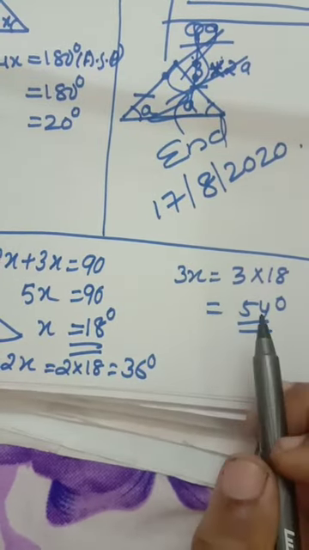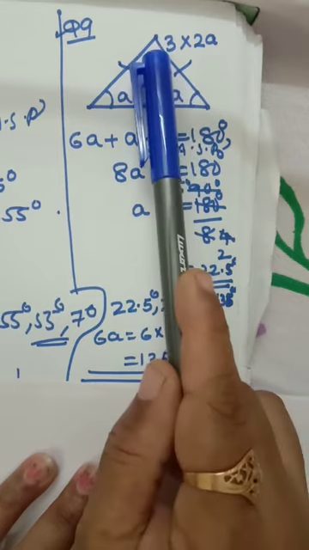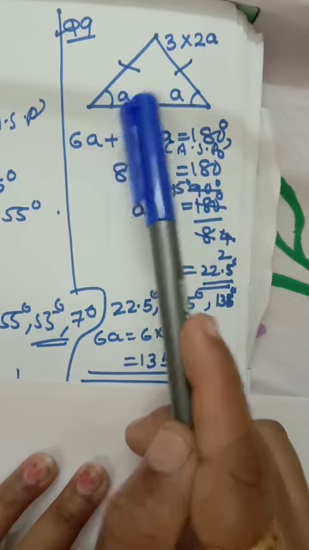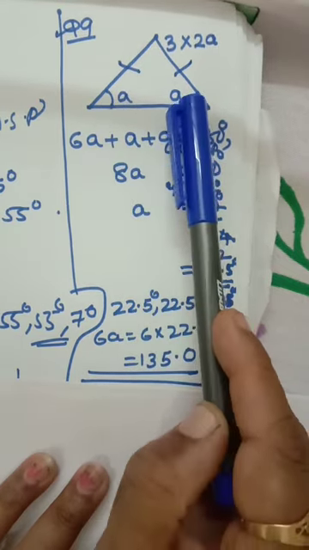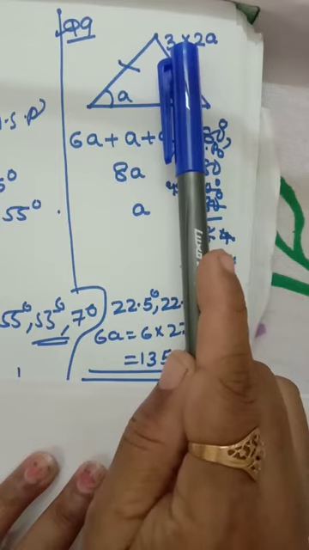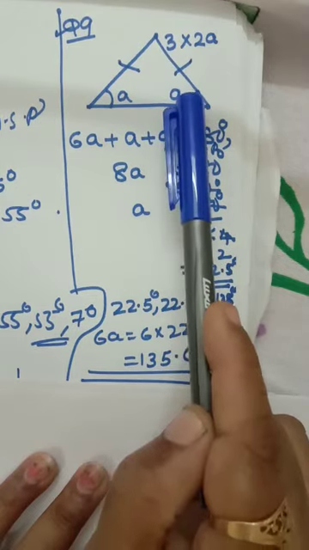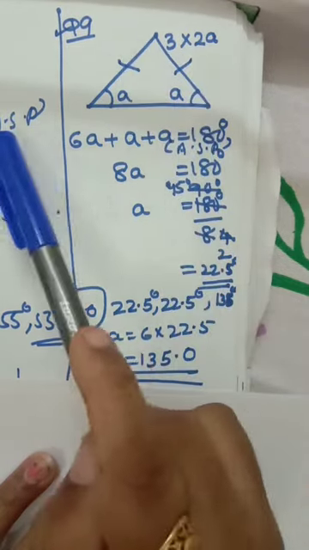Question number 9. See, an isosceles triangle has two sides equal, so the base angles are also equal. I give it as A. According to the question, the vertex angle is 3 times the sum of the base angles. 3 times means 3 multiplied by the sum. A plus A is 2A. That is the vertex angle.